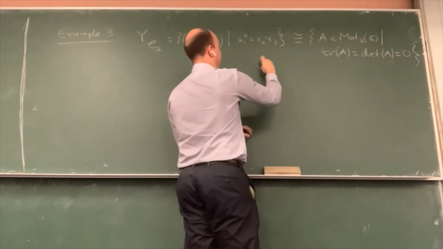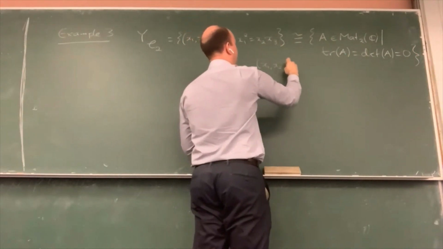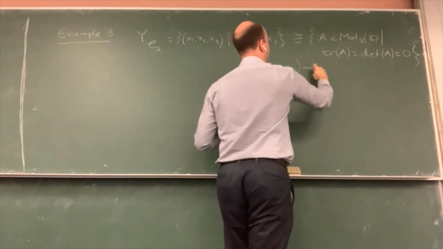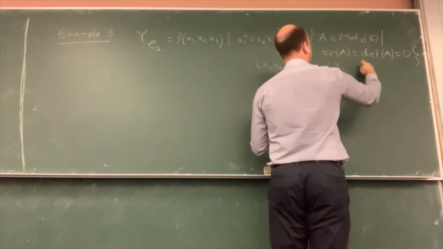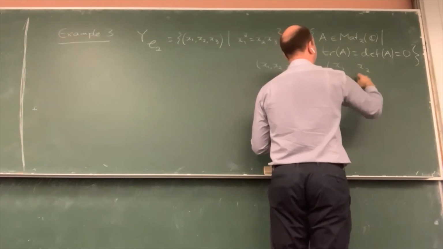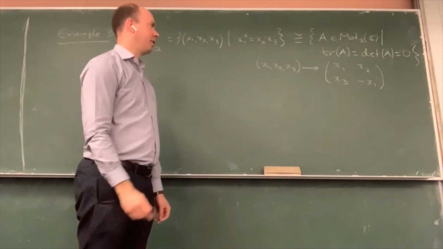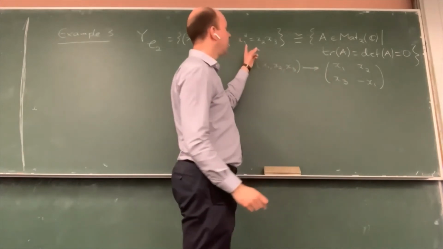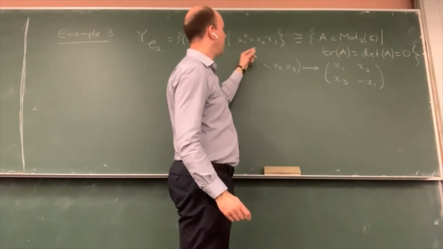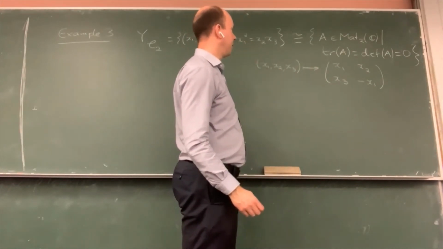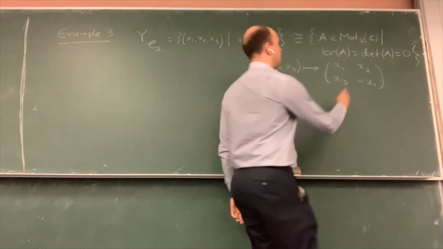Because you can send the triple x1, x2, x3 to the matrix x1, x2, x3, negative x1. And then the determinant 0 condition becomes exactly this equation, or maybe I need a sign, x1 minus x2.